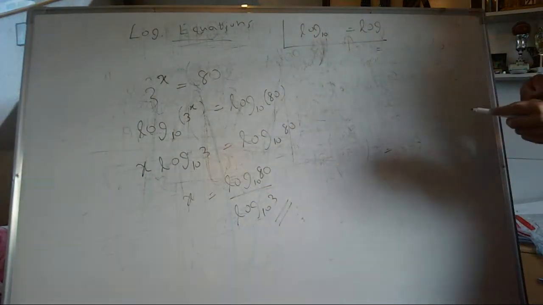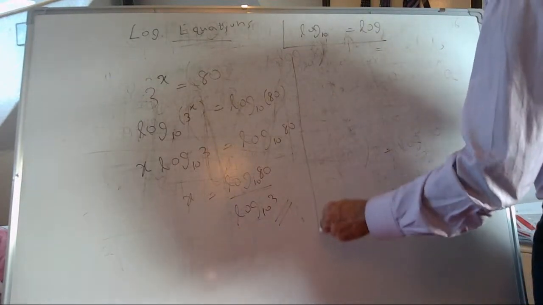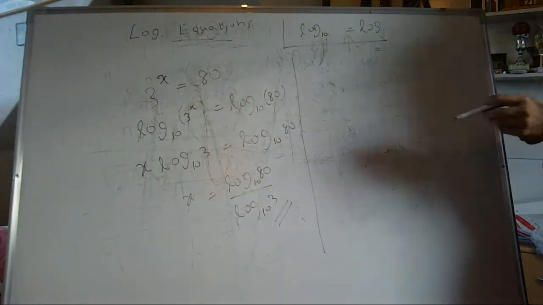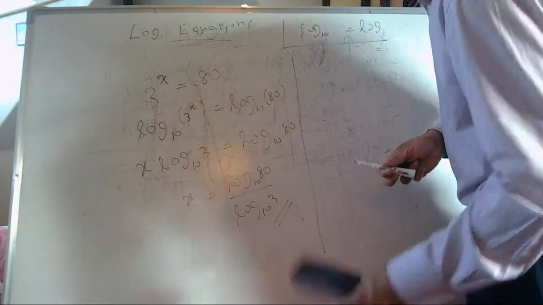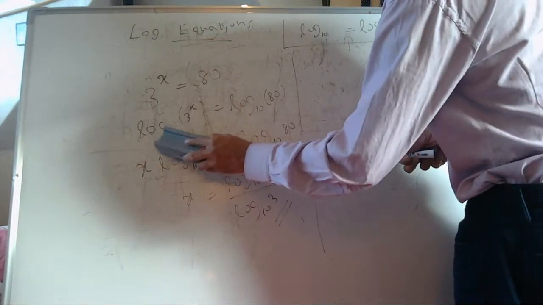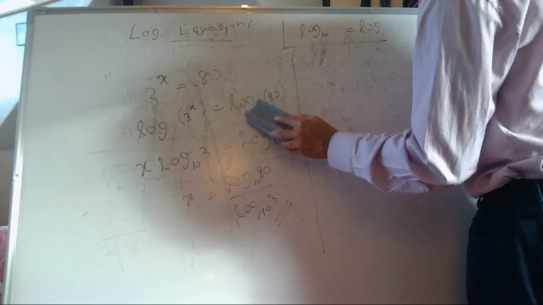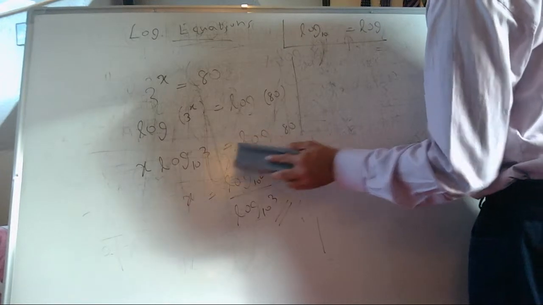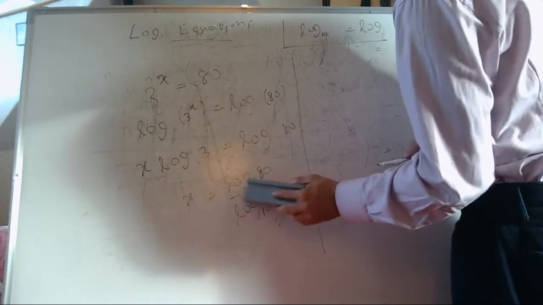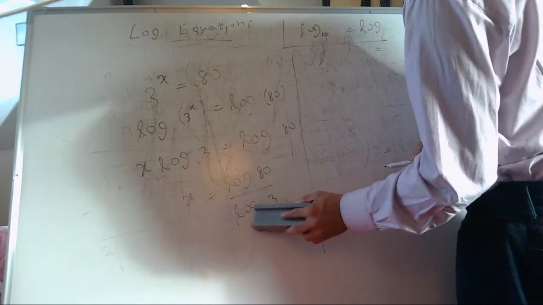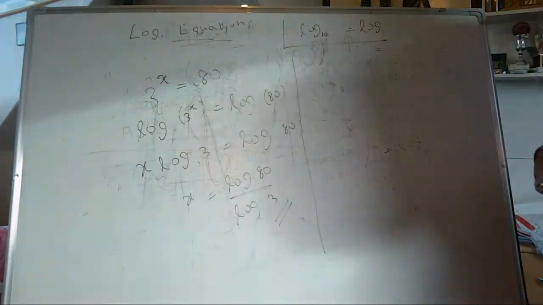So let's do one more question. I'll make it a little bit more complicated here. Okay, so from now on I'm not going to write this base 10, so in fact I'm just going to rub it off here so it won't get confused. If I just write log, you can just assume it's base 10. That's how the calculator works. So we're going to just keep the same principle all the way through.